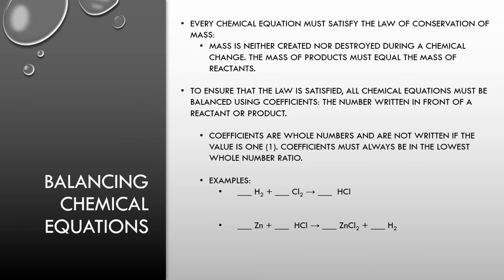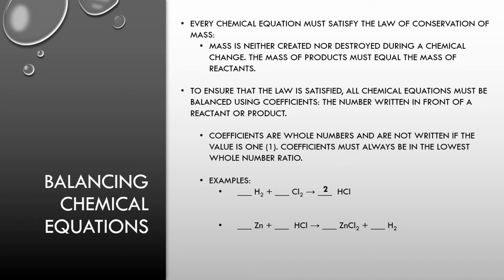Now this one's really easy because we have 2 hydrogens on one side and 2 chlorines on one side, and we have HCl. We have them both on the other. So very simply, all I need to do is put a 2 there. Okay? That's all you got to do. All right? So now, again, you can double check. I got 2 H's and 2 Cl's on the right, 2 H's and 2 Cl's on the left. All right? The arrow is going to be your divider from reactants and products.